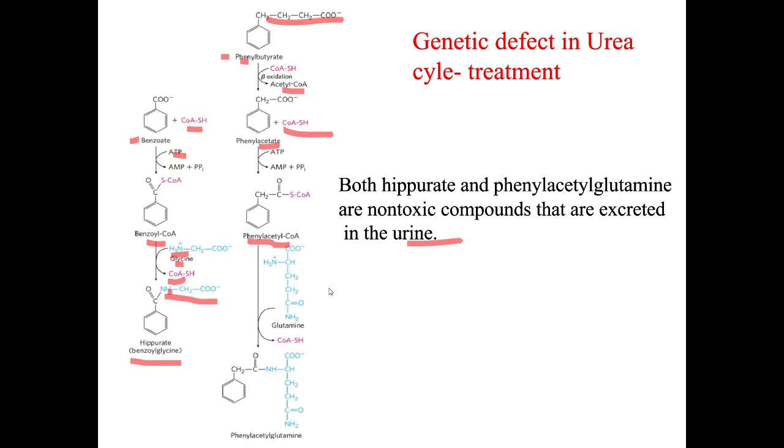Next we need an amino acid. Which amino acid is this? Glutamine. Glutamine contains some amino groups, here is amino, here is amino, so some ammonia can get removed, right? So here CoA-SH gets out, and here is phenyl acetyl glutamine. So here we are losing glutamine or glycine in this reaction, with the phenyl acetyl glutamine or the hippurate. But if you see, the hippurate and the phenyl acetyl glutamine are comparatively non-toxic, and they can be excreted in the urine. So this is how people try to correct the genetic defect in the urea cycle as a treatment, one of the treatments, right?